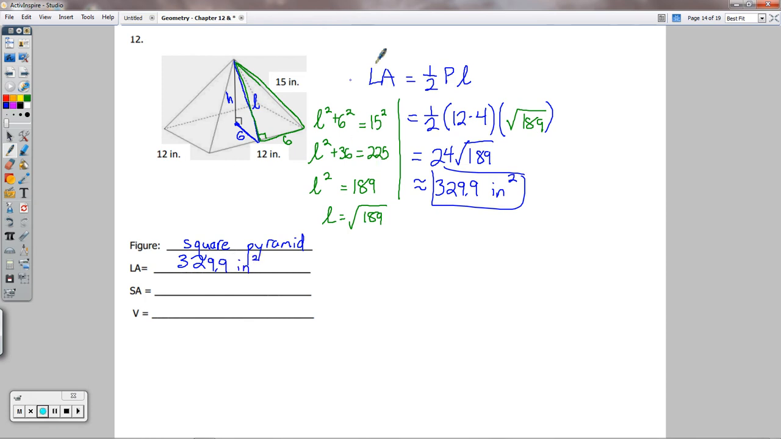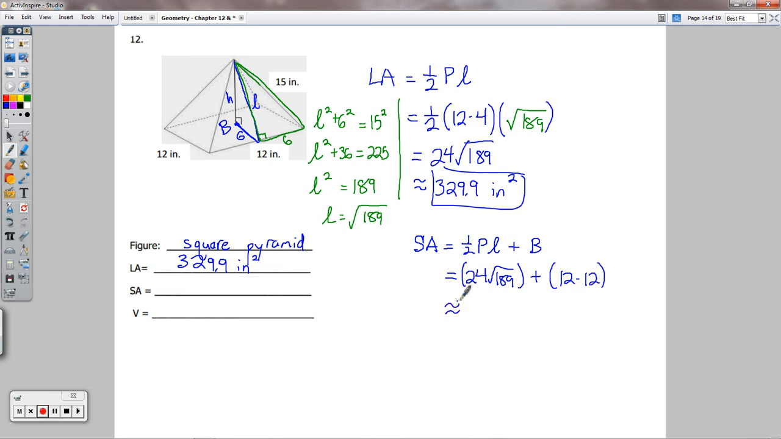Surface area is going to be that plus the base. The base is a square here. That's going to be very easy to calculate. So lateral area, we add that part first, the 1/2 PL parts, which we've already calculated, and then we just have one base. So 1B, not 2B, like with prisms. So this is going to be 24 times the square root of 189, or approximately 329.9, plus the B, the base part, is 12 times 12.